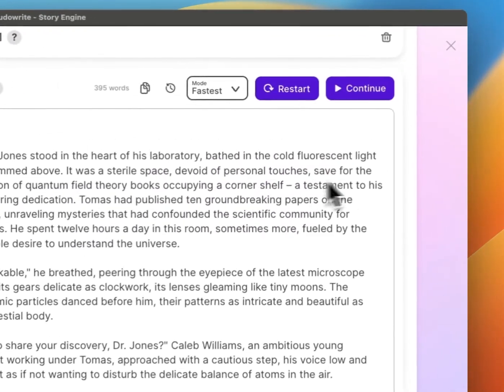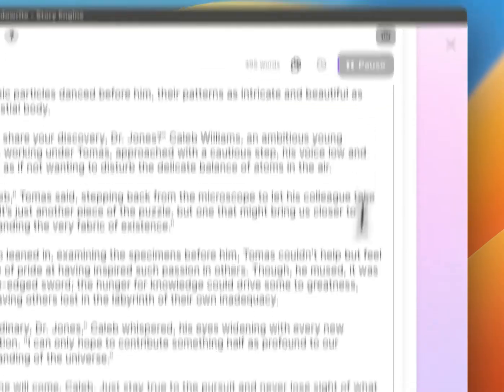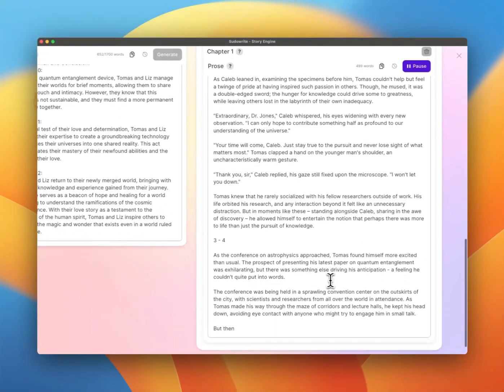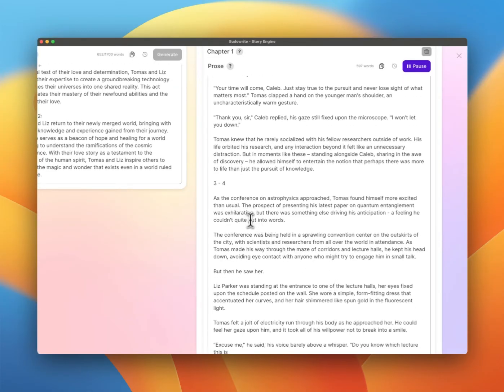Let's choose fastest for now. And let's say that we like this and we can continue. The AI will take into account what's been written so far and continue the text.